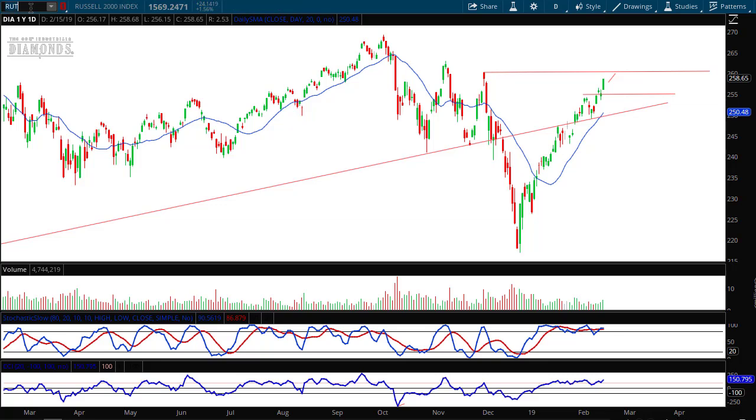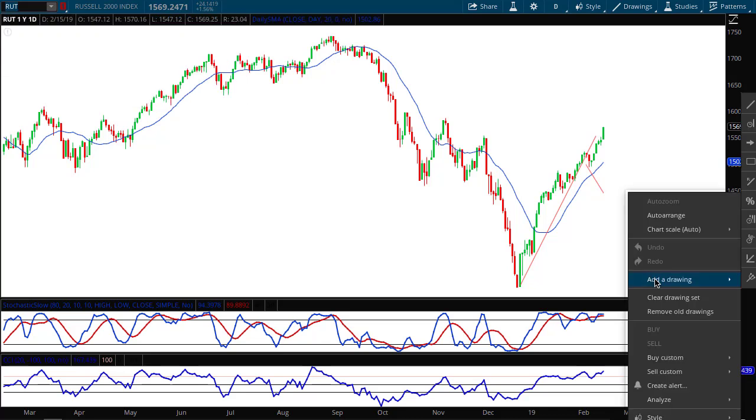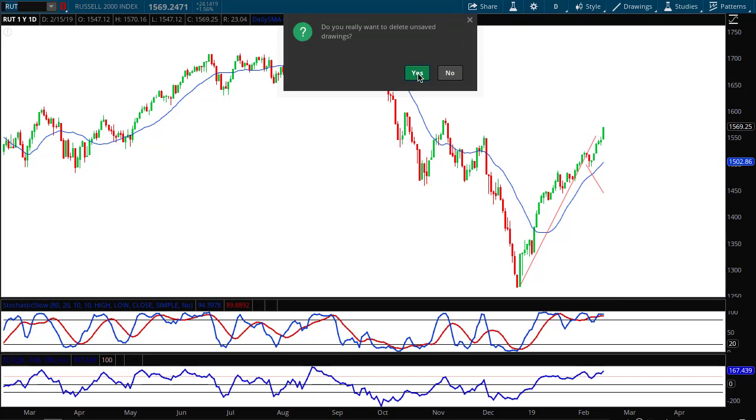I want to draw your eyes to the Russell 2000. This is very interesting. We have an upward leg here that is quite extreme. I'm going to erase all these because I want to draw some fan lines here, and I want to show you the significance of what a fan line really is used for.